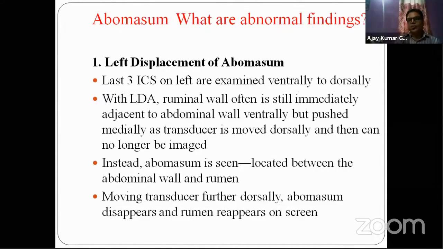When you still go proximally, only the abomasum will be seen, rumen will not be visible, and when you go still dorsally, the abomasum will disappear and rumen will appear again. So that is the finding which assists you in confirming the left displacement of abomasum, that abomasum is scanned between the abdominal wall and rumen in last three intercostal spaces on the left side.